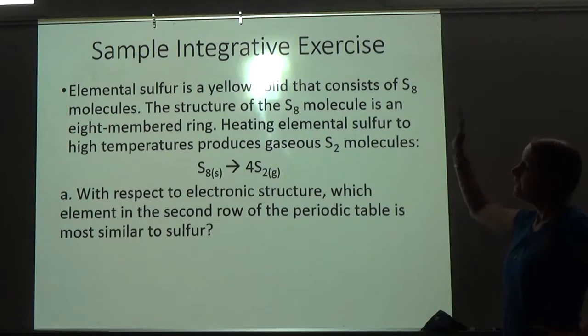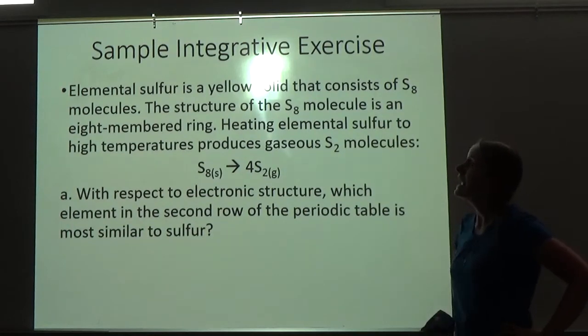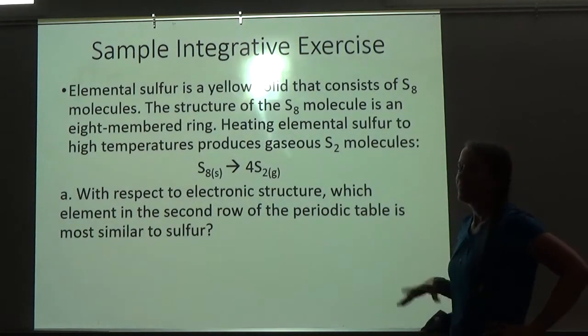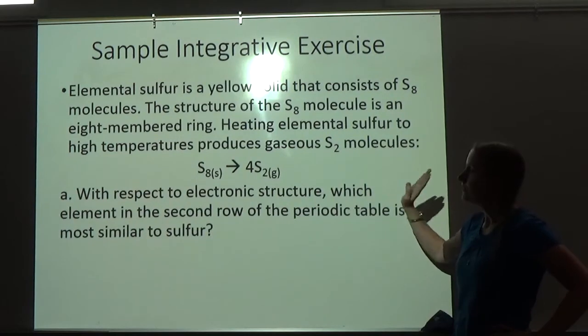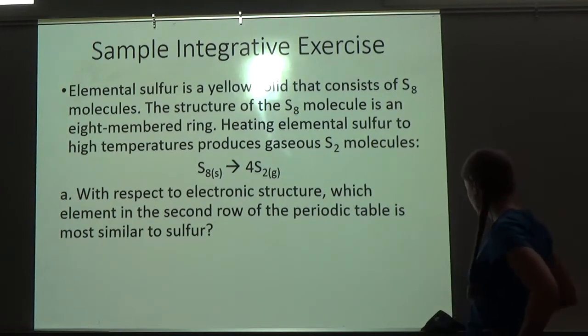So it says, elemental sulfur is a yellow solid that consists of S8 molecules. The structure of the S8 molecule is an 8-membered ring, so it's going to be like a stop sign, kind of. Heating elemental sulfur to high temperatures produces gaseous S2 molecules. With respect to electronic structure, which element in the second row of the periodic table is most similar to sulfur?